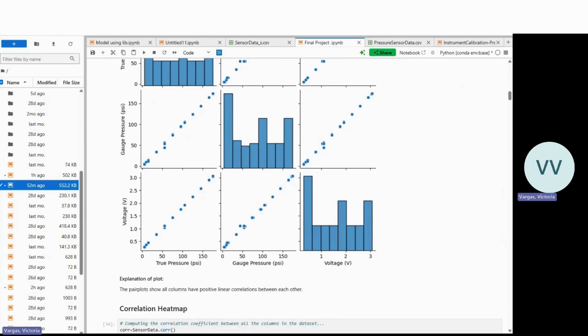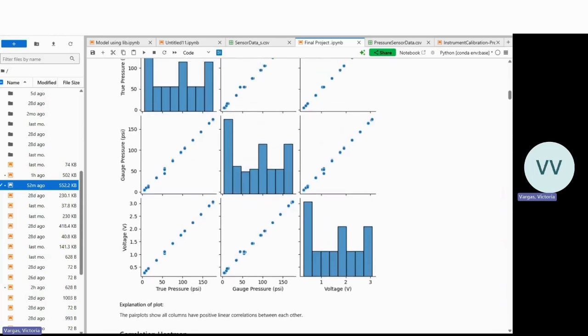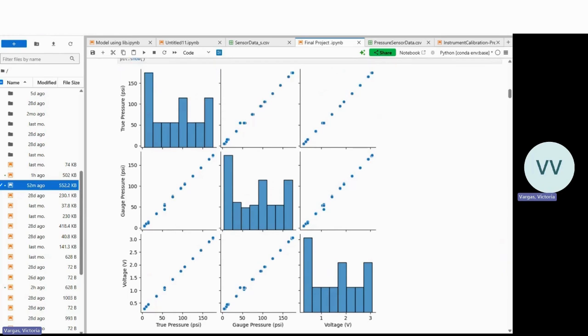These plots show that all the columns have a positive linear correlation with each other. We really wanted to define that relationship between the pressure, voltage, and true pressure. We wanted to make sure that they have some sort of correlation here. They have a positive linear correlation.